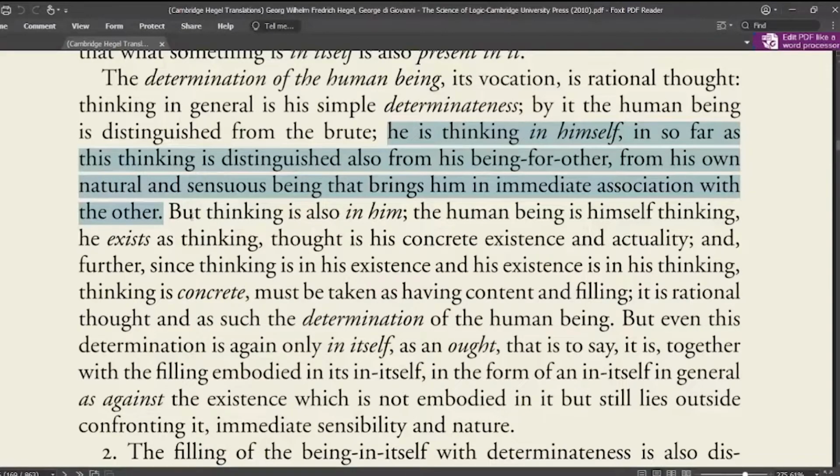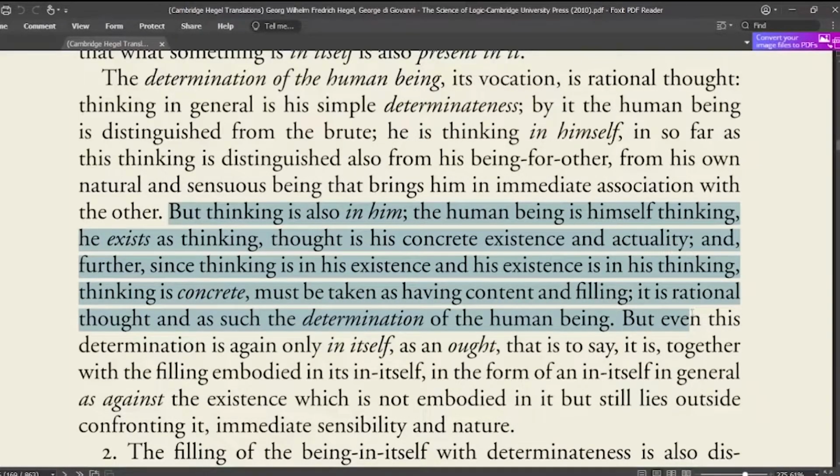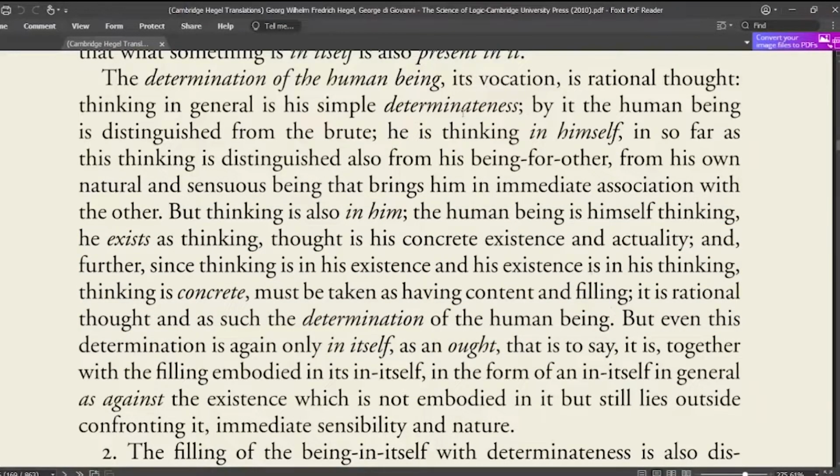But thinking is also in him. The human being is himself thinking. He exists as thinking. Thought is his concrete existence and actuality. And further, since thinking is in his existence, and his existence is in his thinking, thinking is concrete, must be taken as having content and feeling. It is rational thought, and as such, the determination of the human being. And so we have determinateness, being itself. Thought is the determinateness of the human being. Thinking is the being itself.